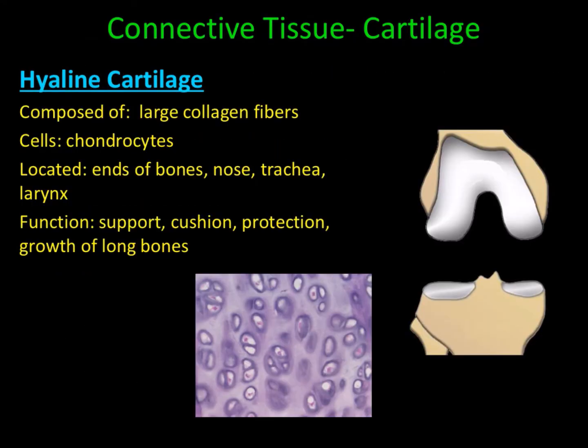The first type of cartilage is called hyaline cartilage. Hyaline cartilage is very durable, very tough and strong. It has a glossy, white, smooth surface, which can be found at the ends of bones, such as within joints. It can also be found in the nose, the trachea, and larynx.